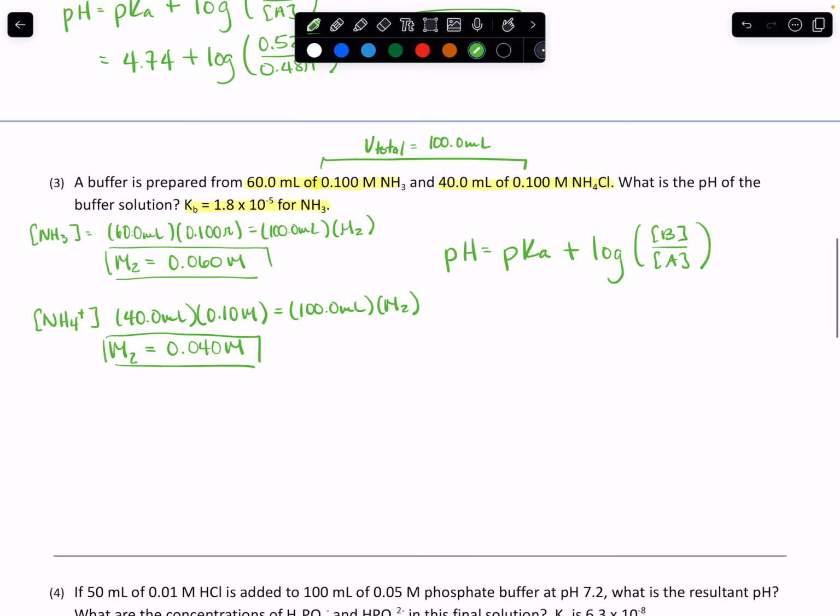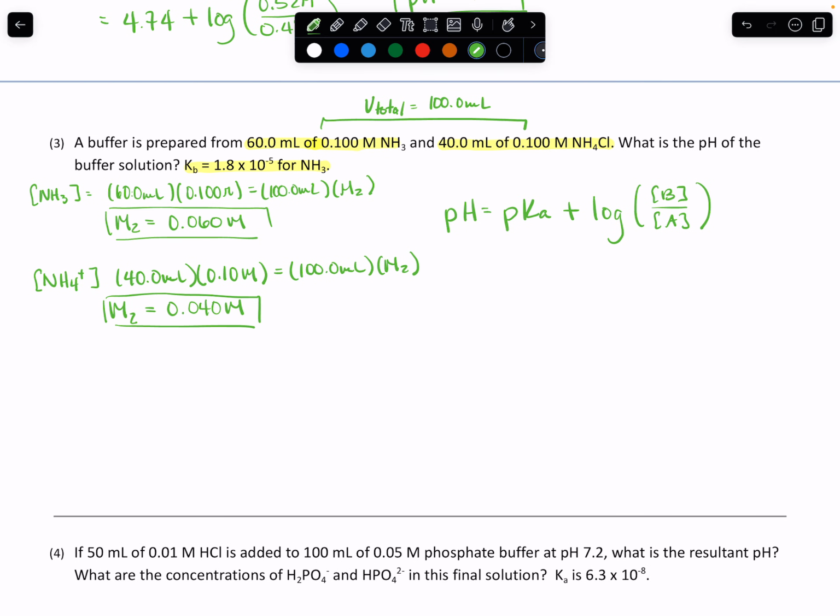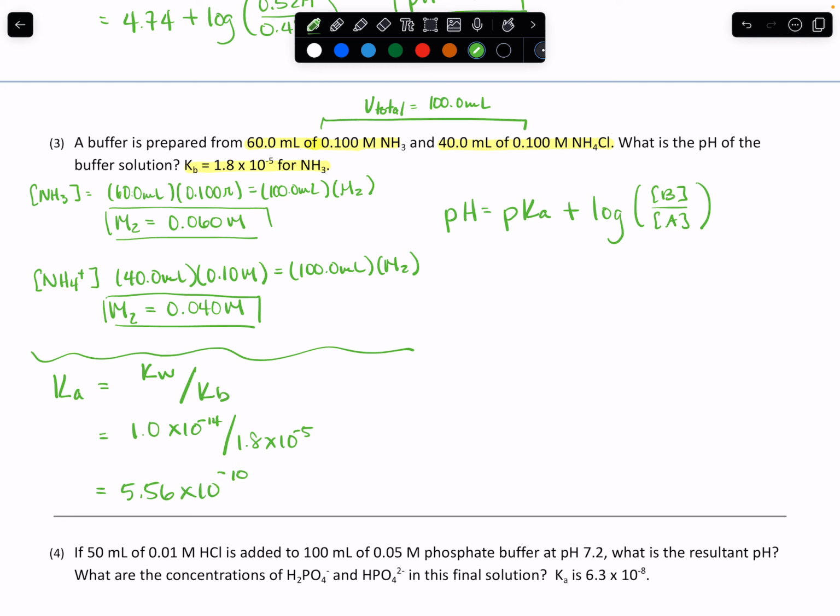All right, now the next part is the pKa. I have Kb, but I don't have Ka. So I'm going to need to convert Kb to Ka. Remember, Ka and Kb are related through Kw. So Ka equals Kw divided by Kb. Kw is 1 times 10 to the negative 14th. We'll divide that by 1.8 times 10 to the negative 5th. And we have a Ka value here of 5.6 times 10 to the negative 10th.